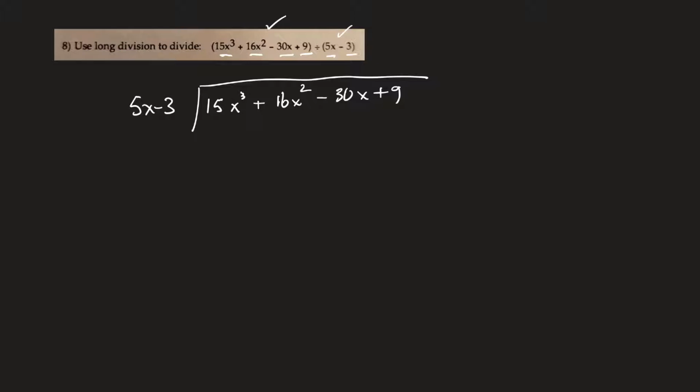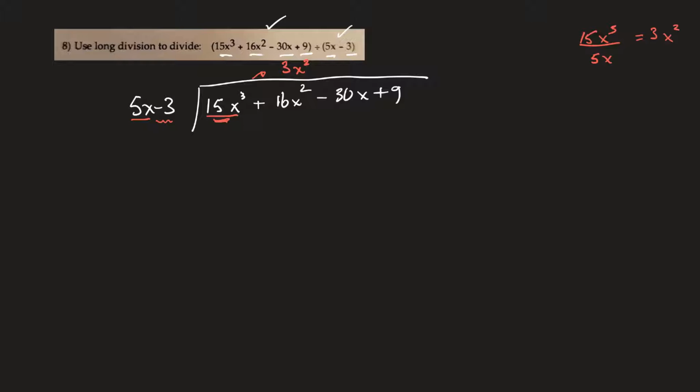So let's start by writing our 15x cubed plus 16x squared minus 30x plus 9. Okay, well, I didn't leave a whole lot of room there. And my 5x minus 3 over here. So first step is to see how many times 5x divides into 15x cubed. And I always write my answer right next to the term that I'm looking at. So really what I'm doing is going 15x cubed divided by 5x. Notice I didn't worry about this yet. So when I divide those, that comes out to 3x squared. So that's the number I'm going to write right there.